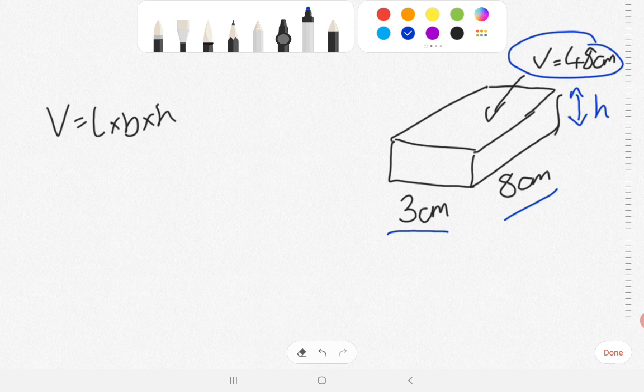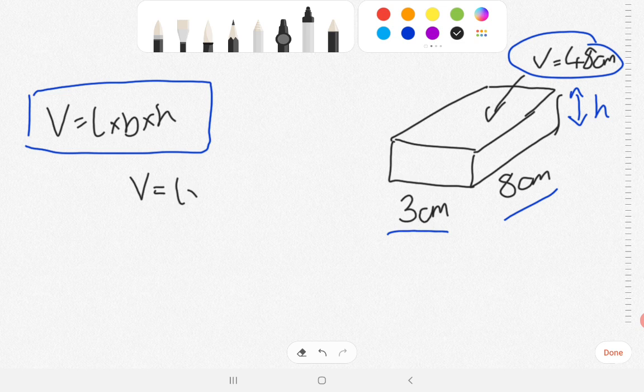Now, one of the key ways to help you do this question is to make sure, like all good answers, you start off by writing down the formula that we're using. So the formula that we use anytime we're looking at a cube or a cuboid is volume equals length times breadth times height. Okay, now we always replace what we know. So we know the volume is 48. So underneath the V, we're going to put 48.